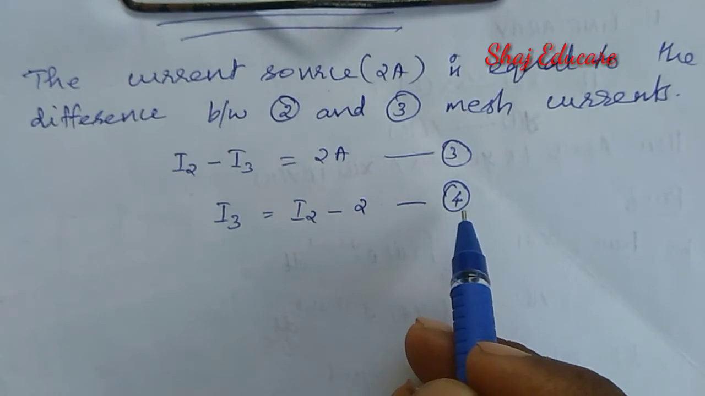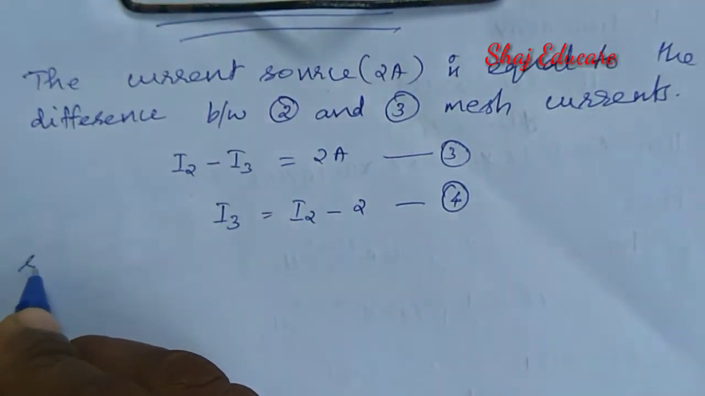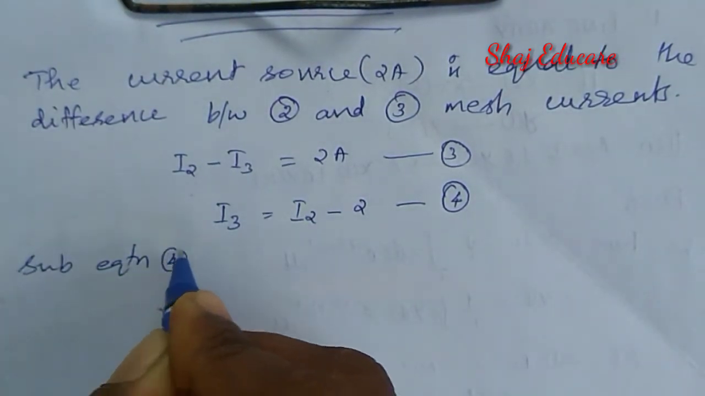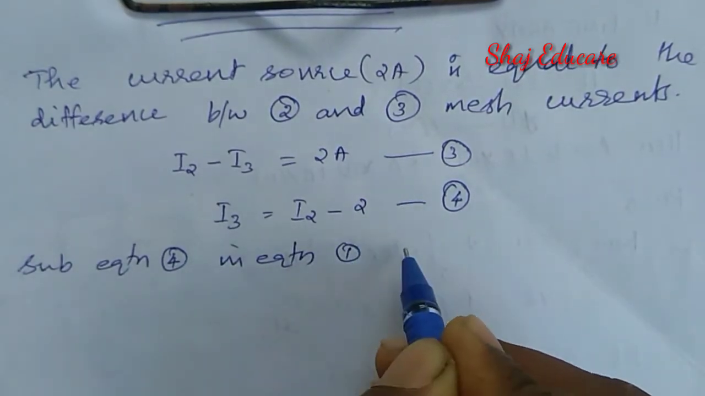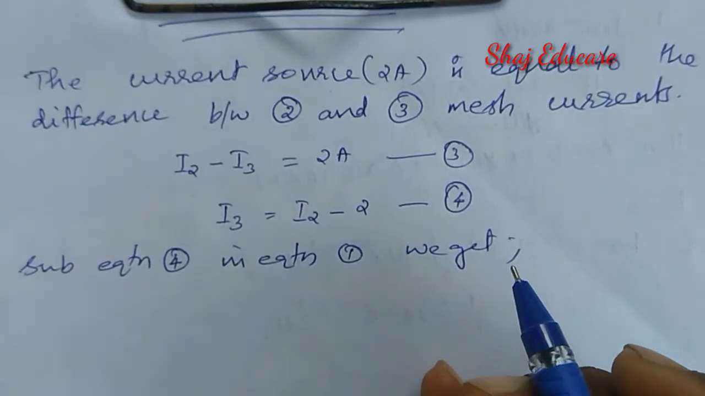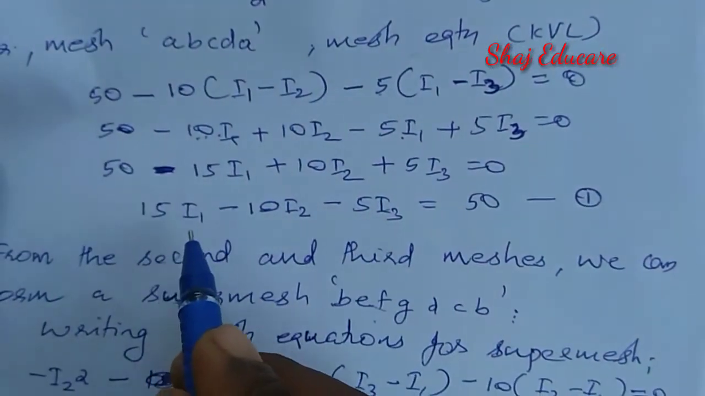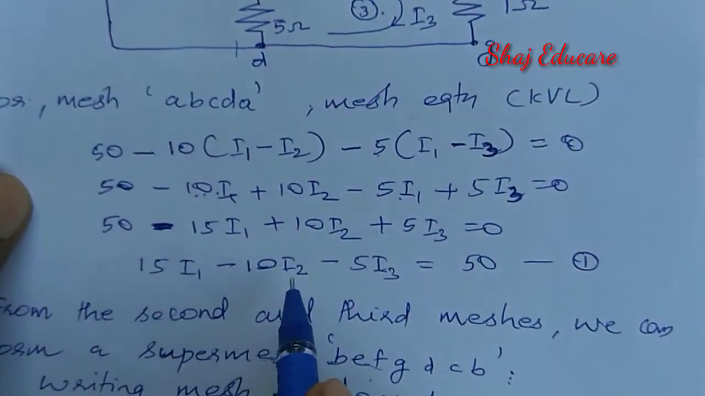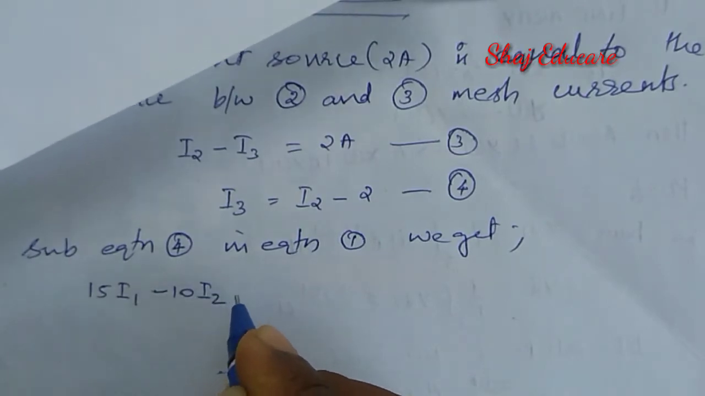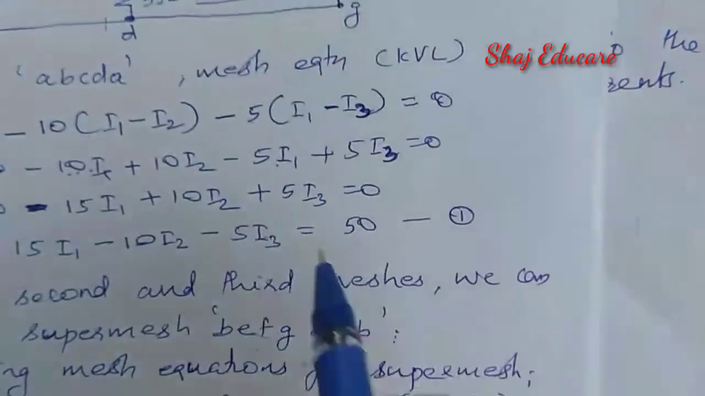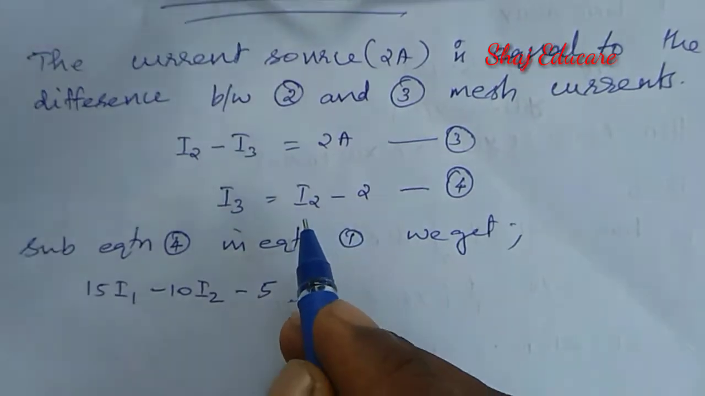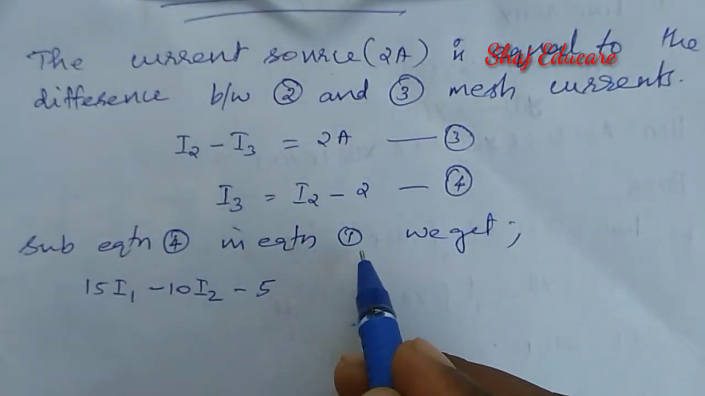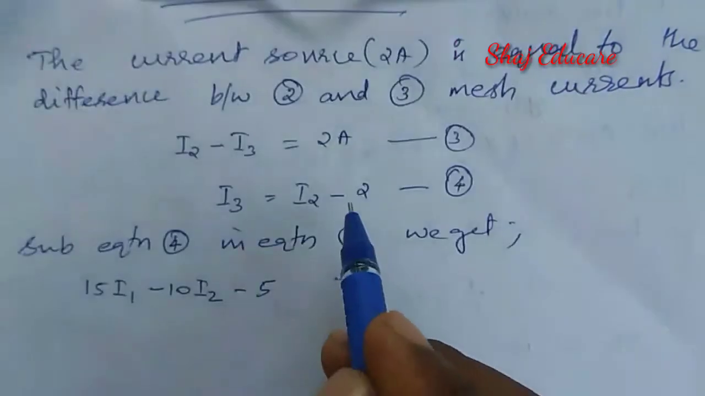Okay, so how can we find out the individual currents I1, I2, and I3 separately? I'm going to substitute equation 4 in equation 1. On substituting equation 4 in equation 1, we get, what is equation 1 here? This is equation 1, 15 I1 minus 10 I2 minus 5 into I3, and instead of this I3, I'm going to substitute I2 minus 2. Okay, right? I'm going to substitute equation number 4 into 1, means I'm going to replace the I3 in equation 1 using I2 minus 2.